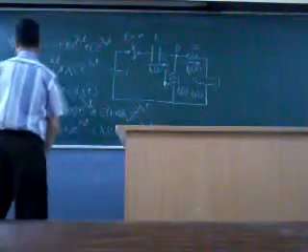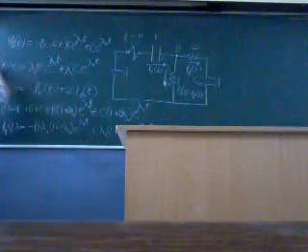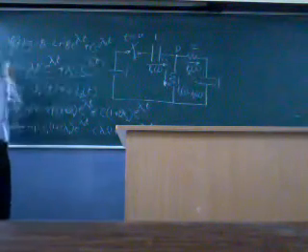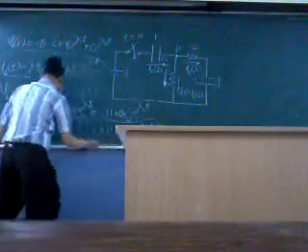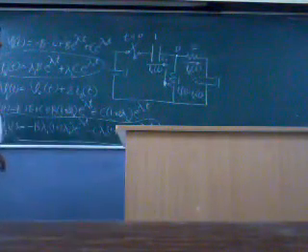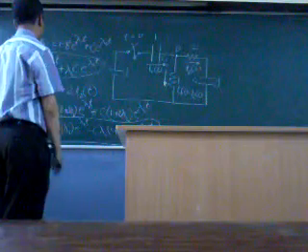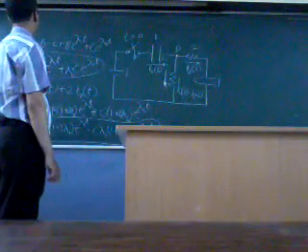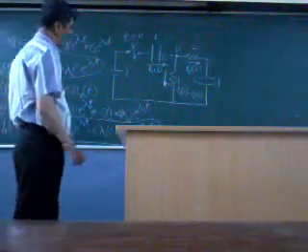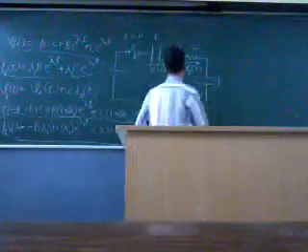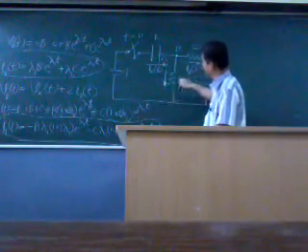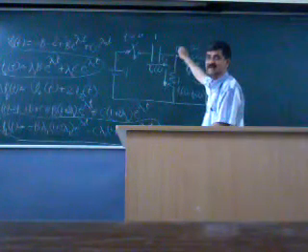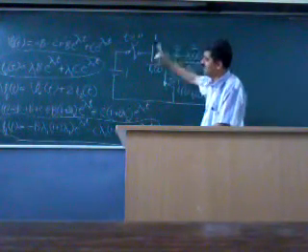Where is I2(t)? I2(t) is here. I1(t) is here. What is I1(t) minus I2(t)? I1(t) minus I2(t) is this current. This being 1, this must be equal to VD. Right? So what is VD(t)? This one.